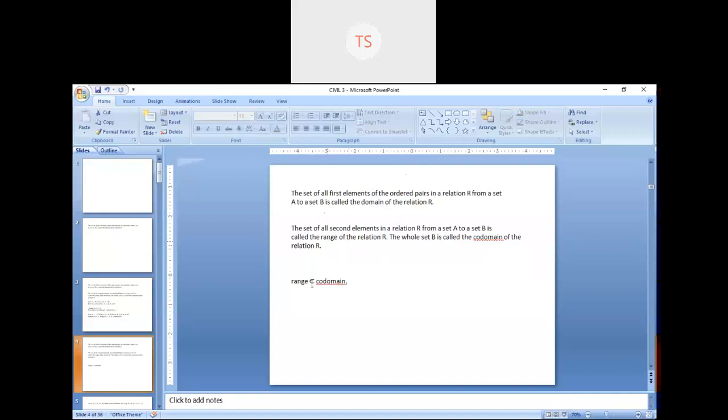Now this point is important. You can note down that range is always a subset of codomain. Now can anyone tell me why range is always a subset of codomain? Any idea why I have written this line? If you have any idea, you can tell me. Range is always a subset of codomain.